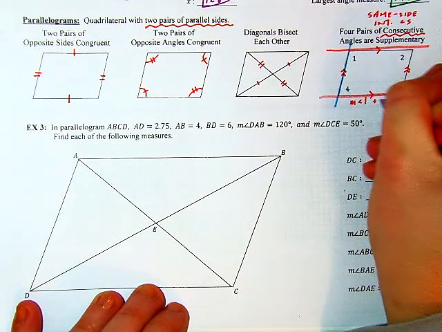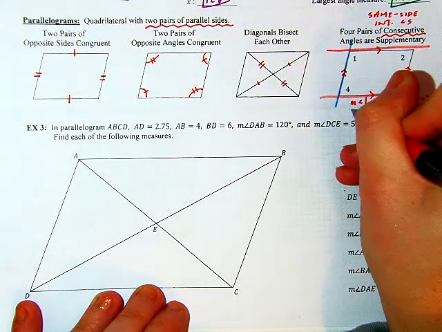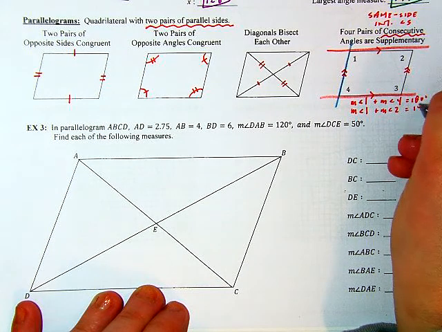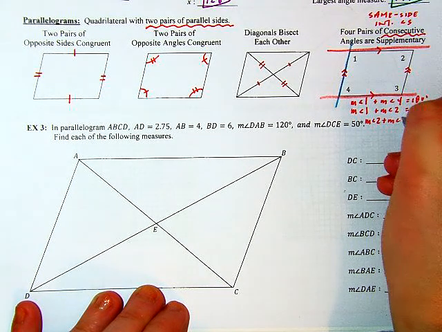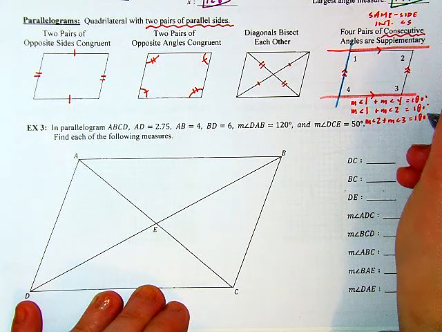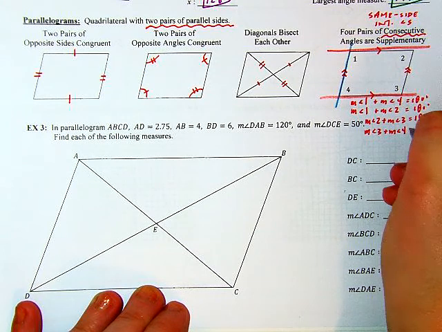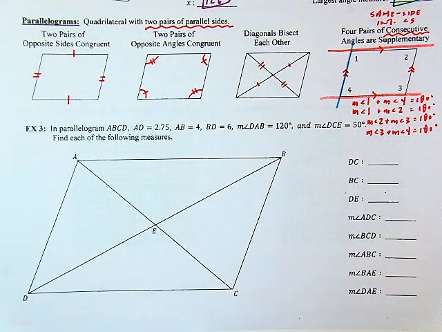So measure of 1 plus 4 would equal 180. Same with 1 and 2, 2 and 3, 3 and 4. So we have four pairs of consecutive angles. We could also call them same side interior that are supplementary. Their measures add to 180.